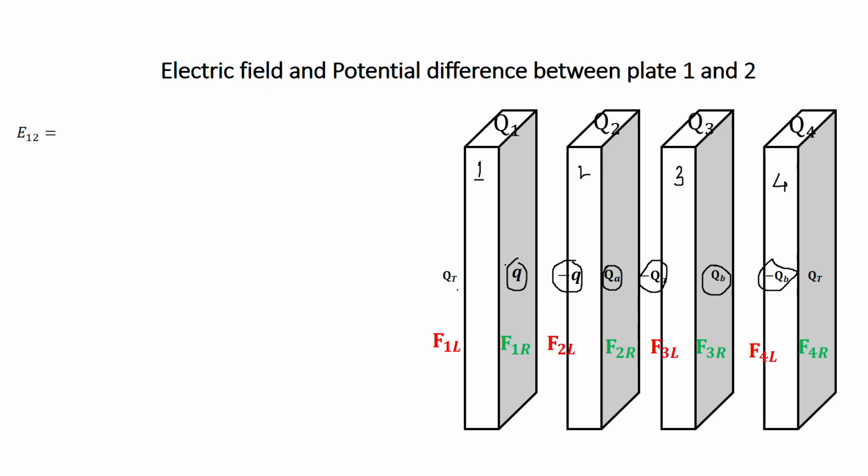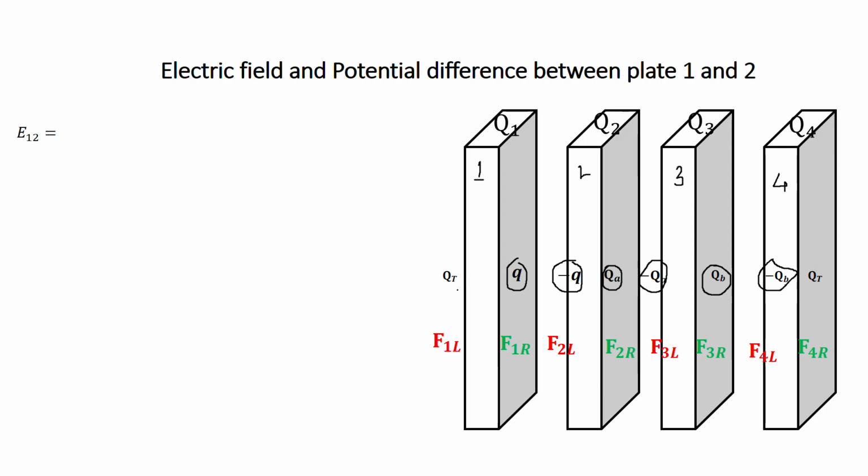This is based on the concept that net charge on an isolated conductor remains the same. So similarly, minus q plus qa equals q2. Likewise, minus qa plus qb equals q3, and minus qb plus qt equals q4. Now, in this case we are interested in determining the electric field between 1 and 2. I have assumed all these q1, q2, q3, q4 as positive, and qt, q, qa and qb are also assumed to be positive.